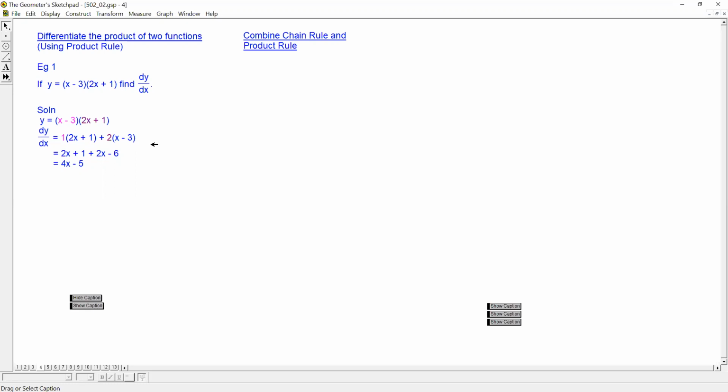So now the next step is simplification. So you just expand. 1 times 2x, 2x, 1 times 1, 1. 2 times x, 2x. 2 times negative 3, negative 6. Then you add them up, 4x. Then this one is minus 5. Okay, any question? Any question?